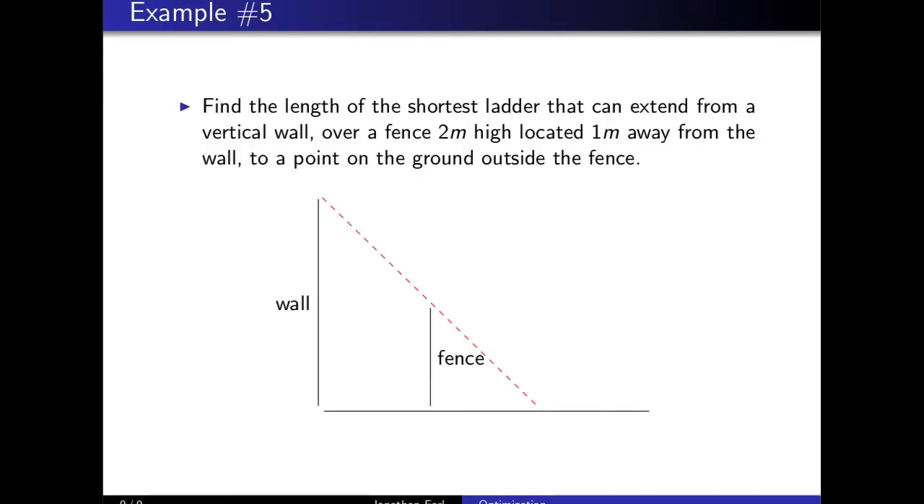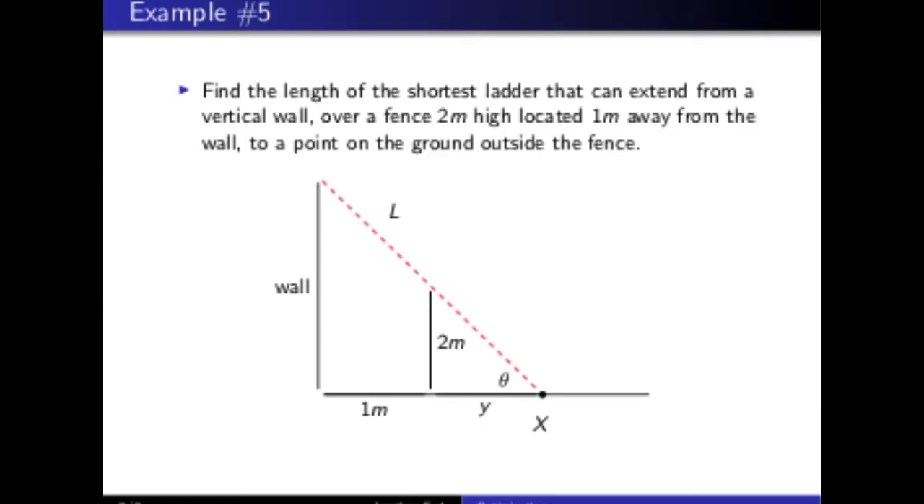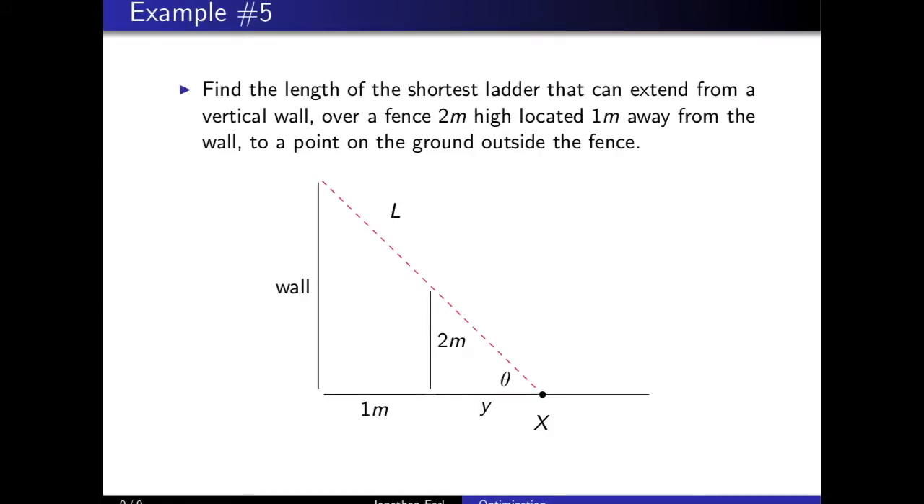Okay, one more example. So we want to find the length of the shortest ladder that can extend from a vertical wall over a fence 2 meters high, located a meter away from the wall, to a point on the ground outside of the fence. Okay, so a lot of words, but let's go and put in some symbols to try and make things make some sense.